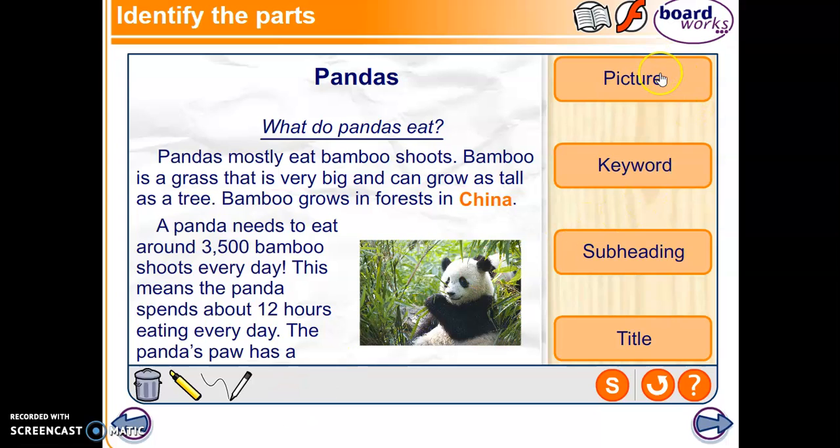So we have here on the side picture, keyword, subheading, and title. These are the parts of a nonfiction work. The picture, as you see here, keyword. A keyword opens, let's think of it as a door, like a key opens a door. A keyword opens information. So if I was to look up China, the China keyword would find me information about pandas, because pandas are found in China. When you think of pandas or you think of China, they're both connected, okay?